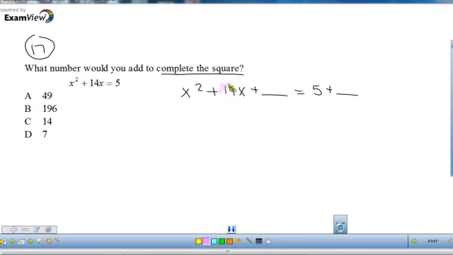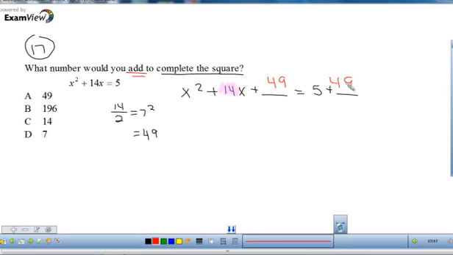We're going to get the coefficient of x, divided by 2 and square it. So 14 divided by 2 is 7. 7 squared is 49. That's what I'm going to add to both sides. So we just answered the question. What number are you going to add to complete the square? We're going to add 49.